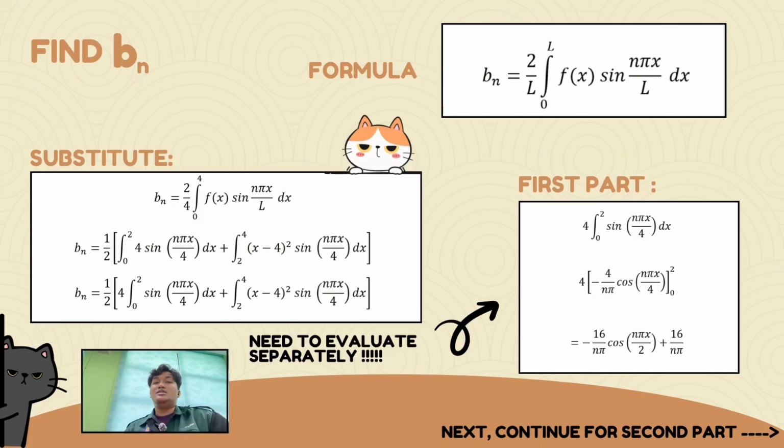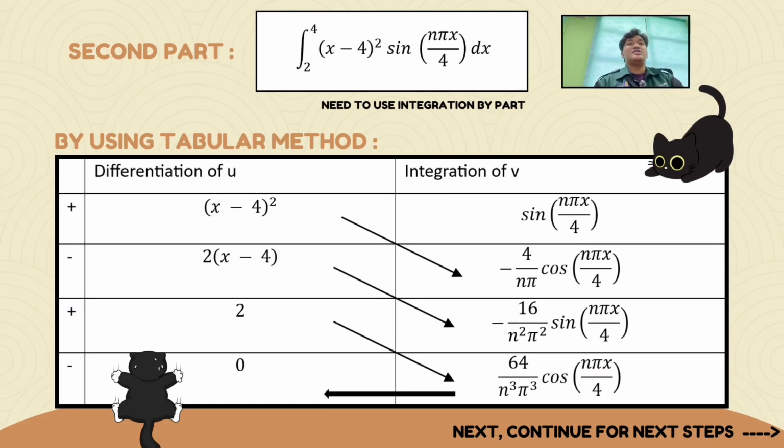To find the bn, the formula is given as here, and we can substitute it as usual. But after the substitution, we got two parts, which the first part we can solve as usual, but for the second part we need to evaluate it separately, since we need to use integration by parts. Okay, for the second part, since we need to use integration by parts, I choose to use the tabular method.